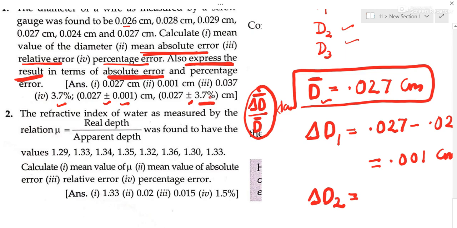Similarly, the next question you can do. How many values of refractive index are given? 1, 2, 3, 4, 5, 6, 7, 8. So this time you have to divide everything by 8. So check your addition, division and check your answers. Prepare this. Thank you.